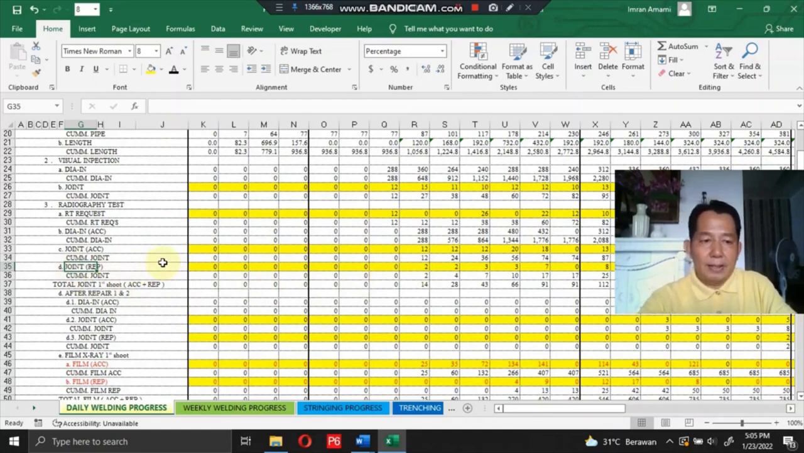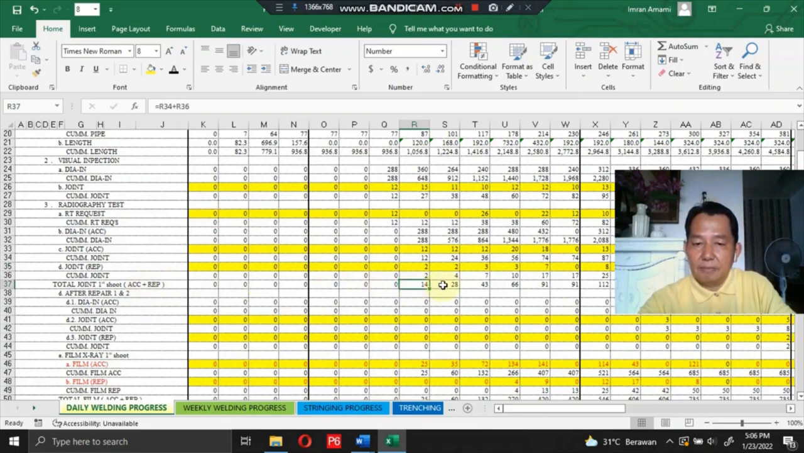Yes, because not all radiographic tests for the first sort are approved, any that are rejected. So this is the cell that mentions joints that should be repaired. Okay. Total joint, this is total joint per sort. This is accumulative of approved and repaired joint.